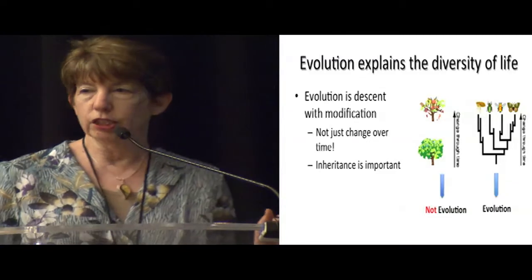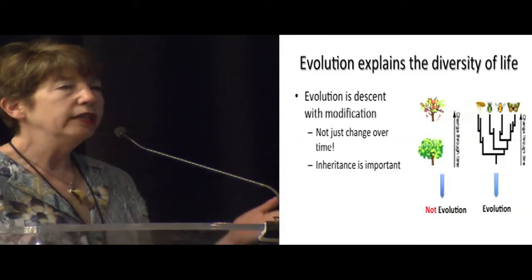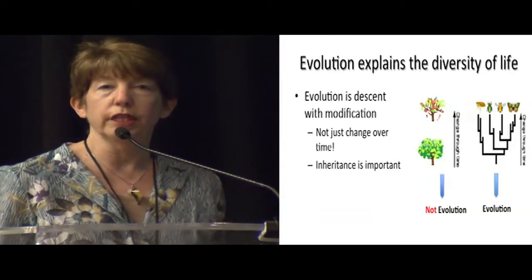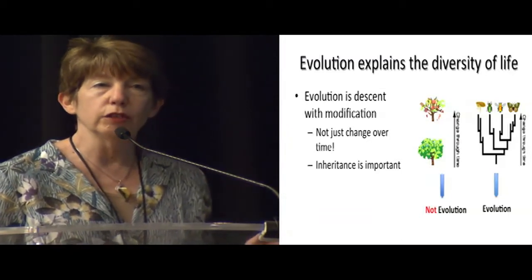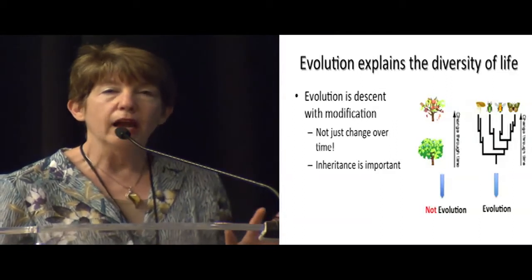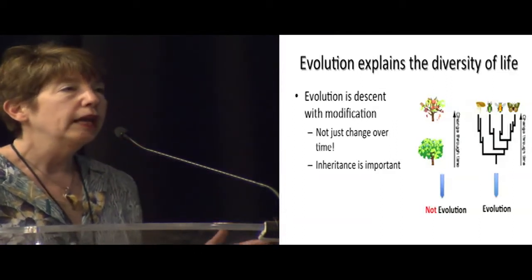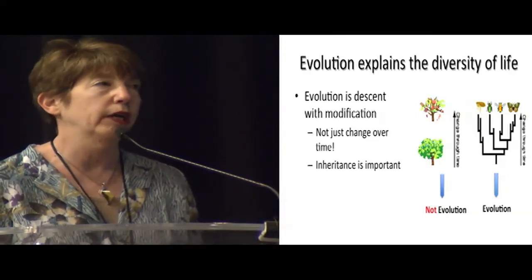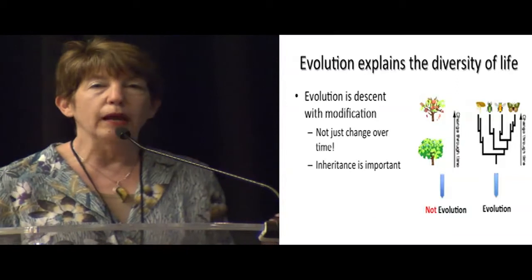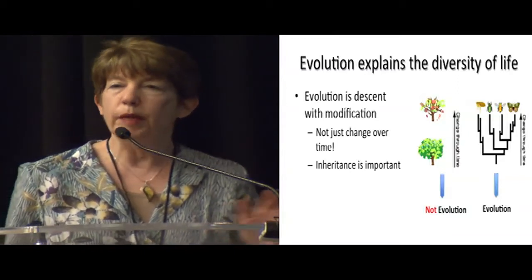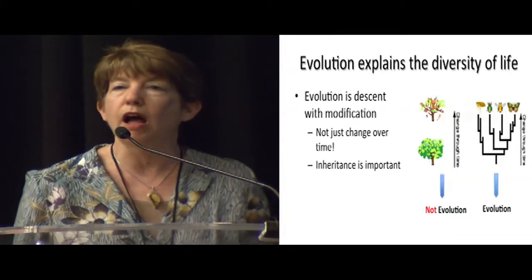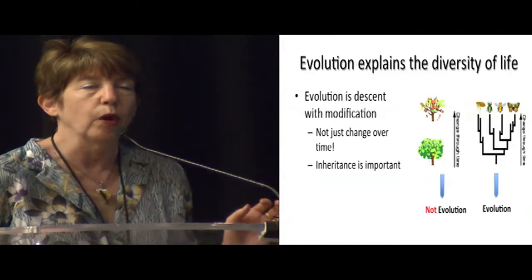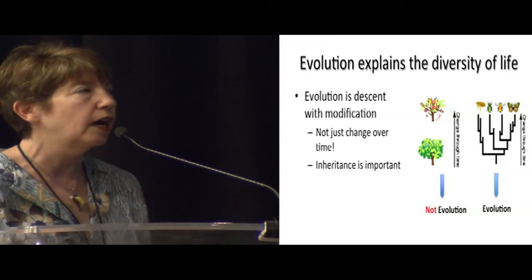So lots of things change over time. For example, leaves turn red in the autumn and fall off, and so the leaves on a tree change through time. But that's not evolution. What you have to have happening for evolution to occur is that something has to be passed on from parents to offspring. And so it's not just a matter of change over time. And even though people talk about evolution happening in their lives, or they say, oh, my thoughts on that have evolved, that's not exactly what we're talking about when we refer to evolution in science.